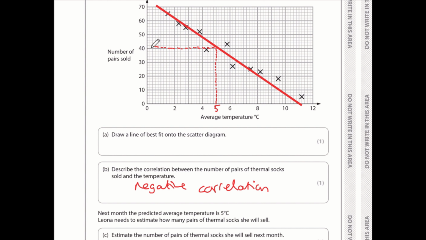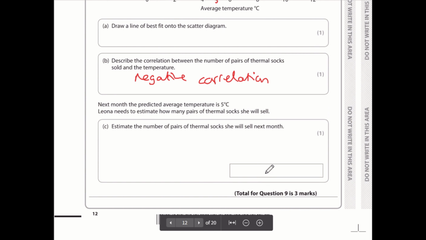My line of best fit is quite a thick line, so if you're using a sharp pencil you might get a better line of best fit and a bit more accuracy here. But as far as I'm concerned, 5 degrees gets you 40 pairs of socks sold. If you're not getting 40, hopefully you're getting something relatively close to 40.